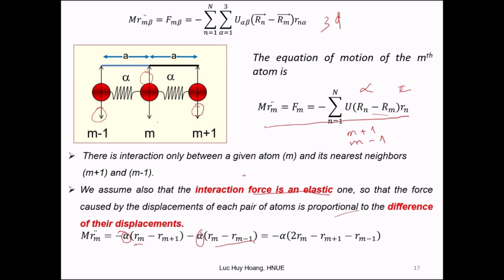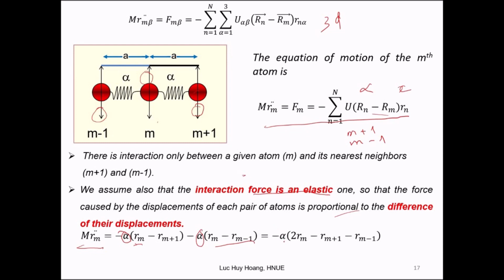I tried to explain how to expand this equation into this one. So finally we have this equation written for the two interactions of the nearest neighbors of an atom, m minus 1 and m plus 1. So we can write this equation, and finally we have this equation.